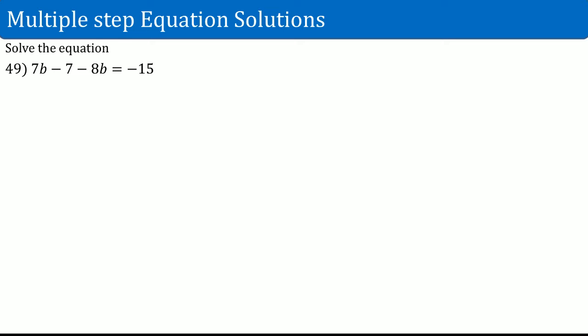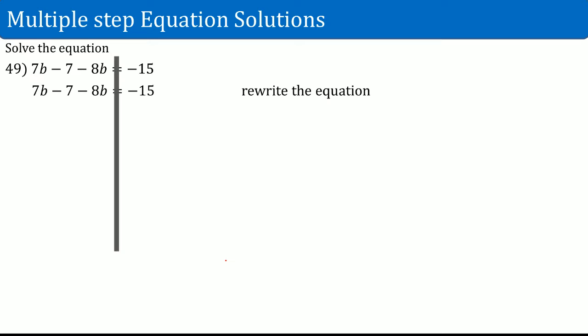All right, 49. Rewrite the equation and draw a line straight down. You would see that you have to combine like terms here: 7b minus 8b. Please see that there's a minus 8b there. So 7b minus 8b becomes negative 1b. It doesn't matter if you write it in front of the minus 7 or behind.